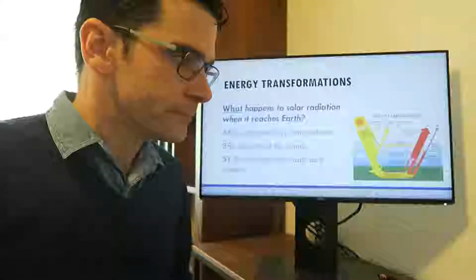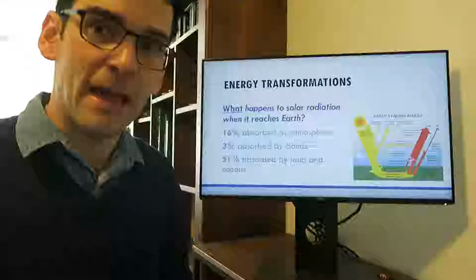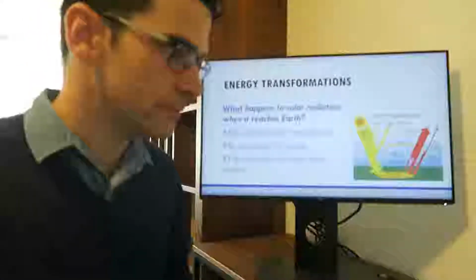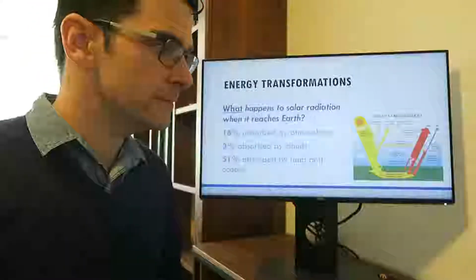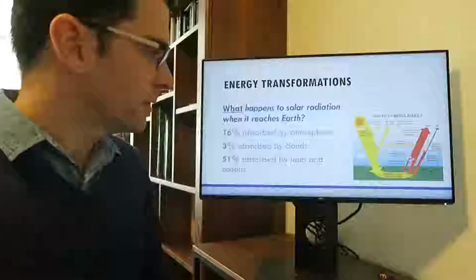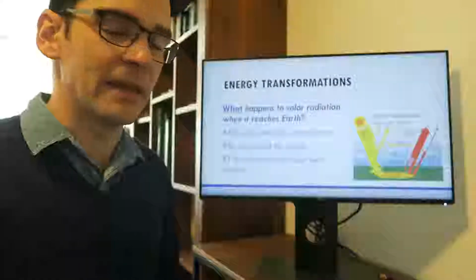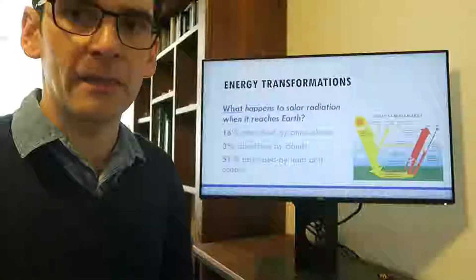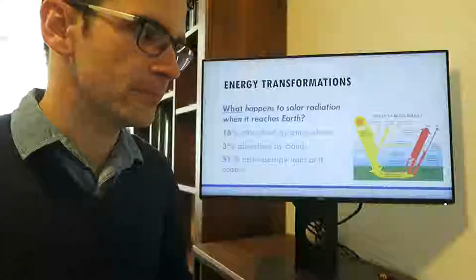So, 16% of that remaining 70% gets absorbed by the atmosphere, in the water droplets or vapor. So in the atmosphere itself, sorry, not the clouds. Then 3% of it gets absorbed by the clouds themselves. And then the majority of it, 51%, gets absorbed by the land and the oceans. So that's what's happening to them. Most of the light that's hitting the Earth is getting absorbed by the land and the oceans.